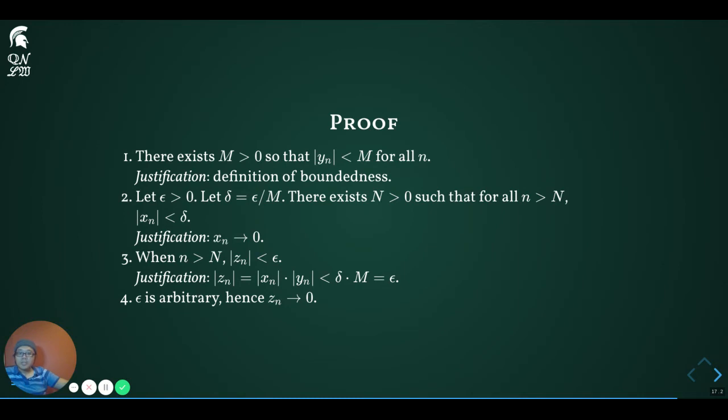This is because z sub n is the product of x sub n, which is less than delta, against y sub n, which is less than M. So the product is less than delta times M, which is epsilon. This is precisely what we need to prove to conclude that z sub n converges to 0.